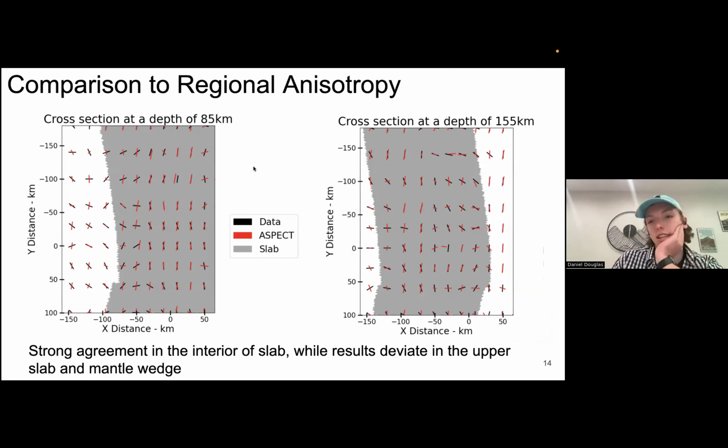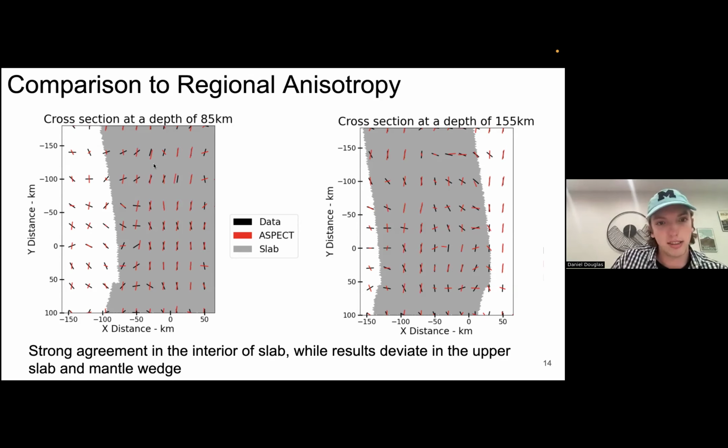So we're looking here at 2 different cross sections of depth. This one is at 85 kilometers. This one's at 155 kilometers. And the gray area represents where the slab within my model is located. Once again, the black lines represent the data set, and the red lines represent our ASPECT model output.